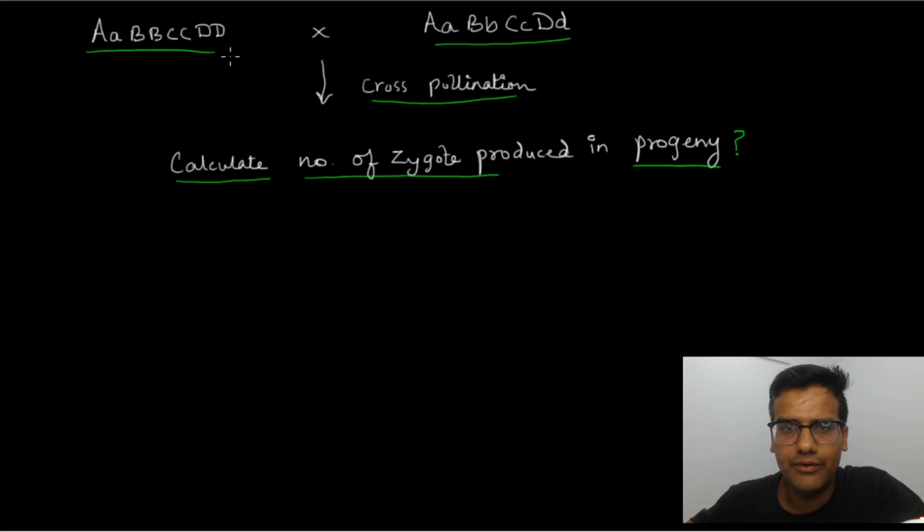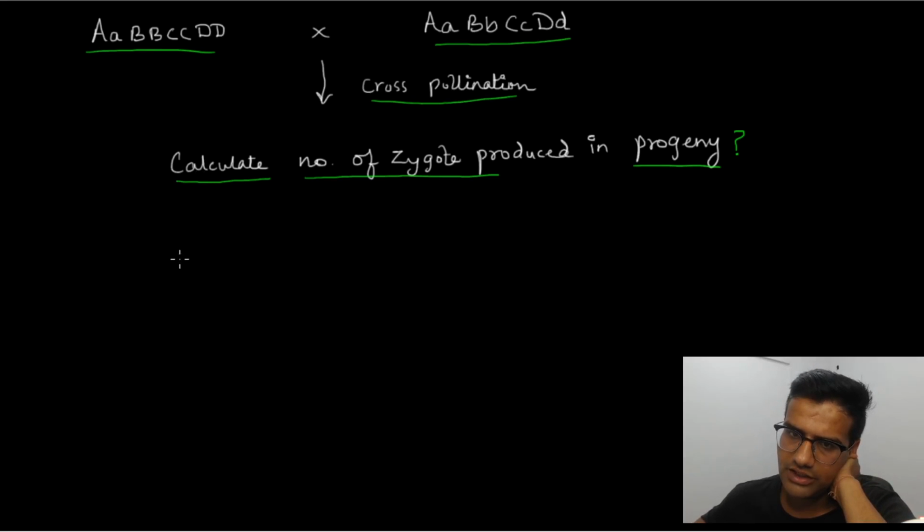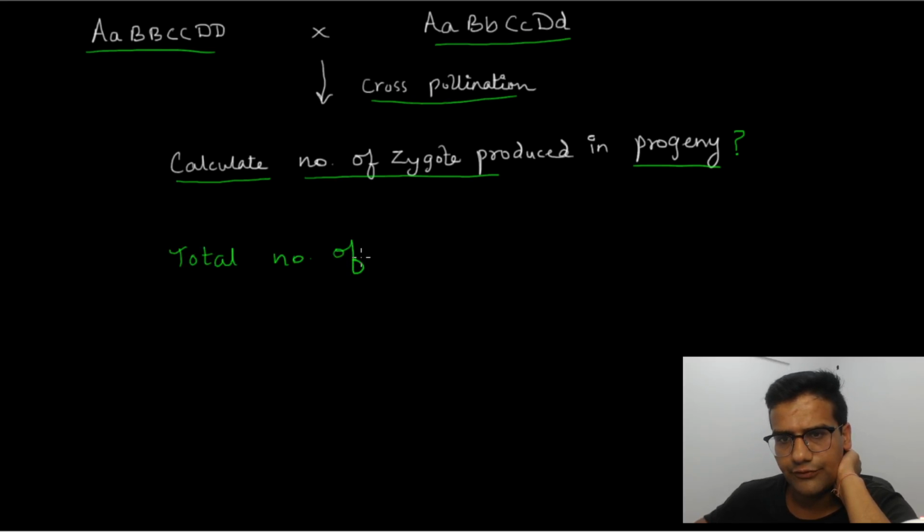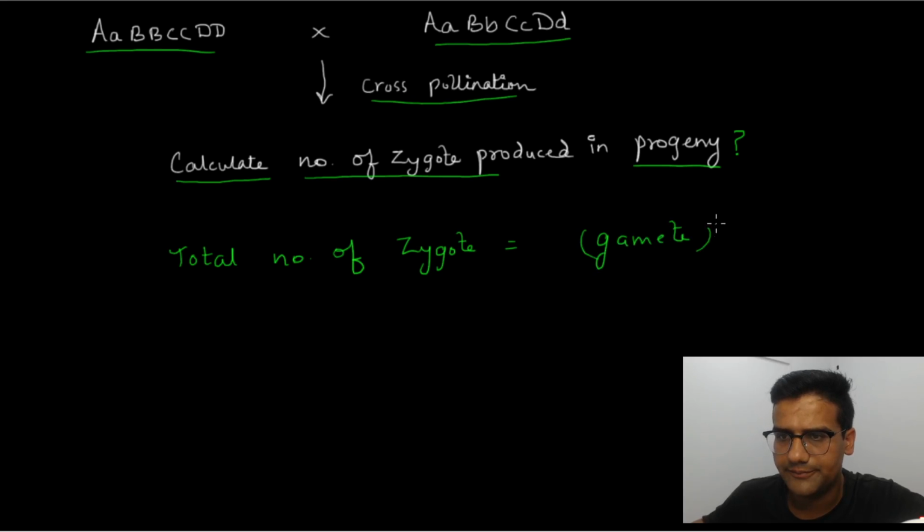If you can solve this question, please pause the video and try to solve it by yourself. Pause the video for 60 seconds and then cross-check with the answer. The total number of zygotes is calculated by gametes square.